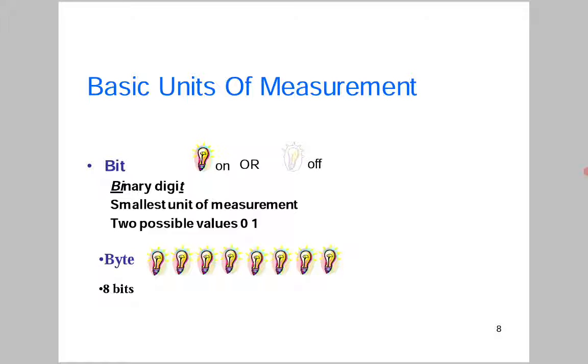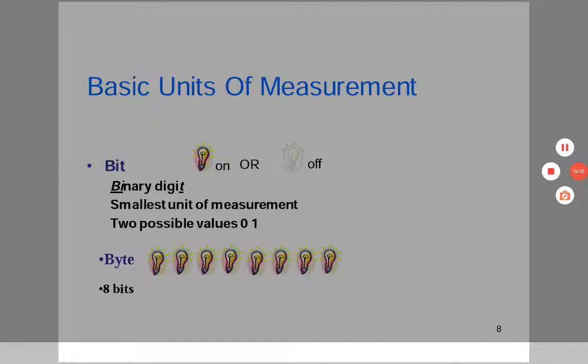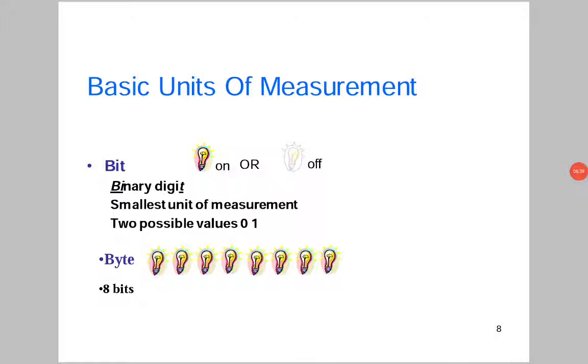Generally a byte means a collection of 8 bits. A byte is a collection of 8 bits. Every character or number is represented with a byte, generally a collection of 8 bits.